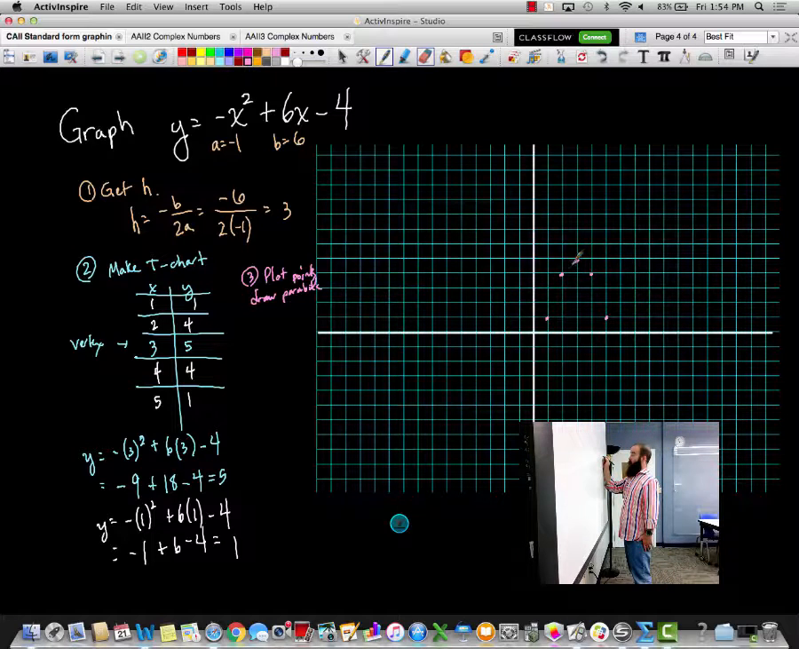Now when you draw a parabola, you make it as parabolic and smooth as you can. Notice mine's not perfect. I don't expect yours to be perfect either. But do remember to put arrows on the end because that parabola keeps going. We need to know that. So hopefully that helps. I'll do another example in another video.